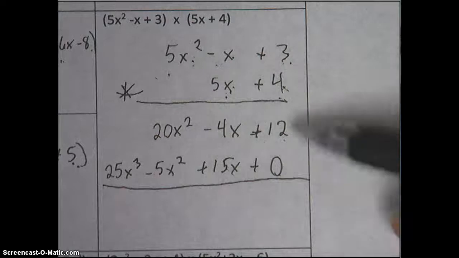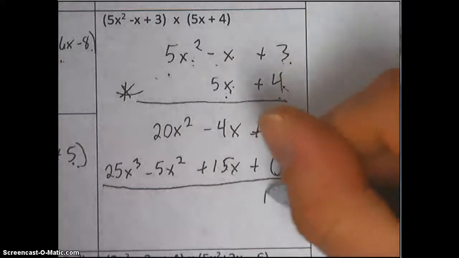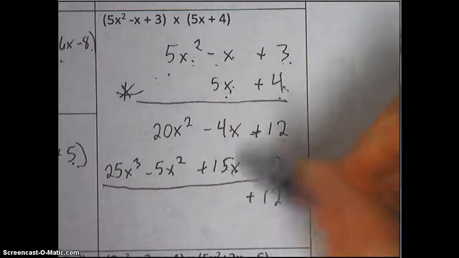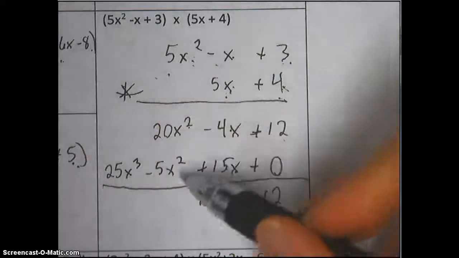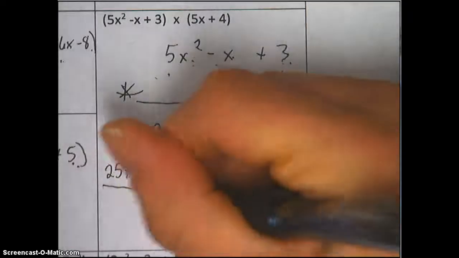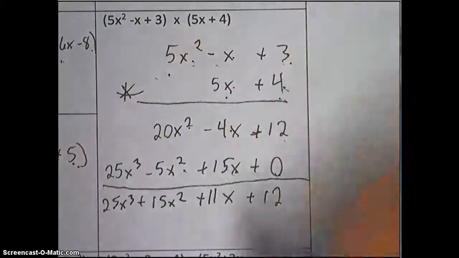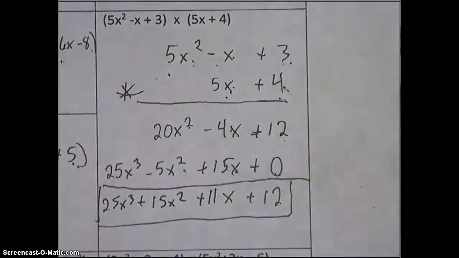And then the process here is you just add them on up. So you've got 12 plus 0 is 12. That's positive. Negative 4 plus 15 is positive 11x. 20x squared minus 5x squared is just 15x squared. And then, of course, you've got your 25x cubed. So you got your final answer right here. That's the polynomial after you simplified it through multiplication.